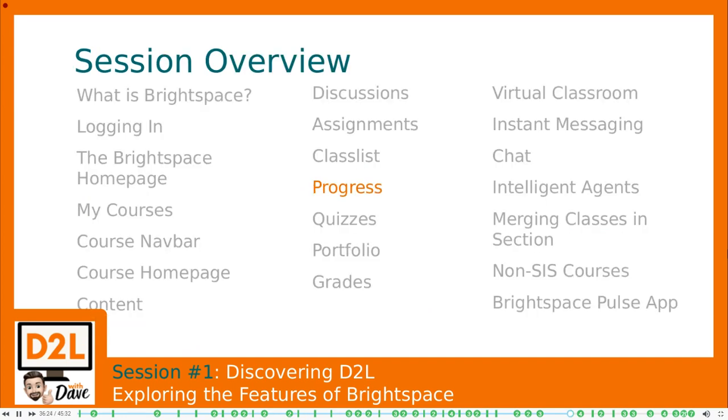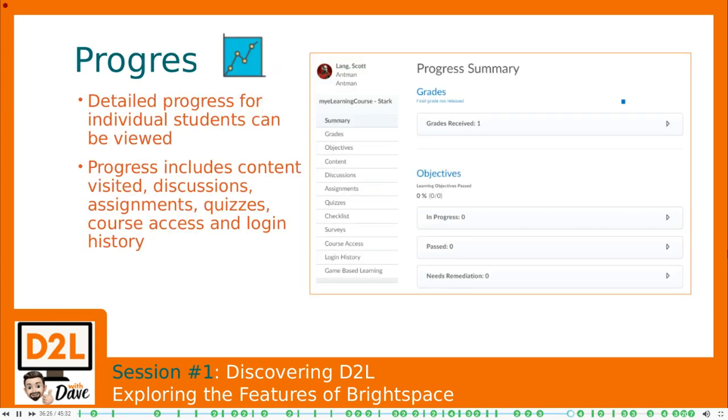Okay. Next, in terms of progress, you get detailed progress updates on students. So you can view a whole class, or you can see an individual student's progress summary that includes what they've done in the course, how long they've spent in the course, which content items they've visited, how many discussions or assignments they've submitted, all of their marks, their login history. You have all this data that's available to you right from within the progress tool.